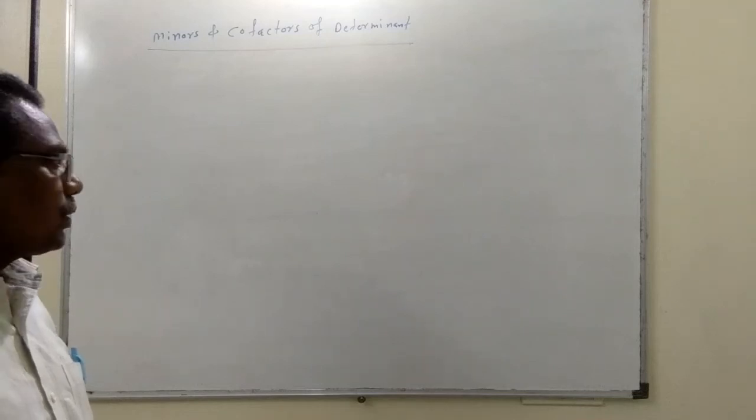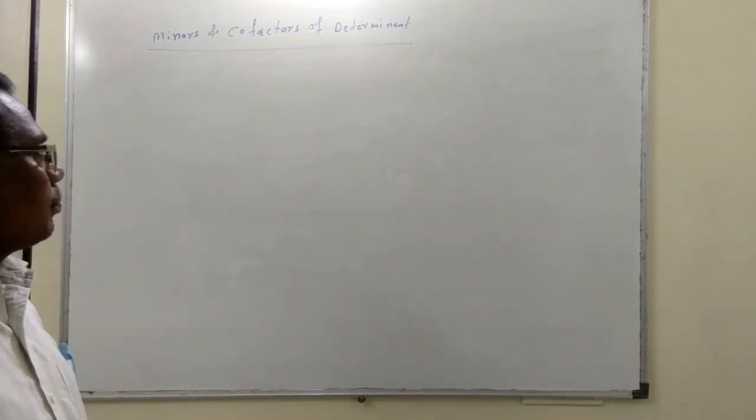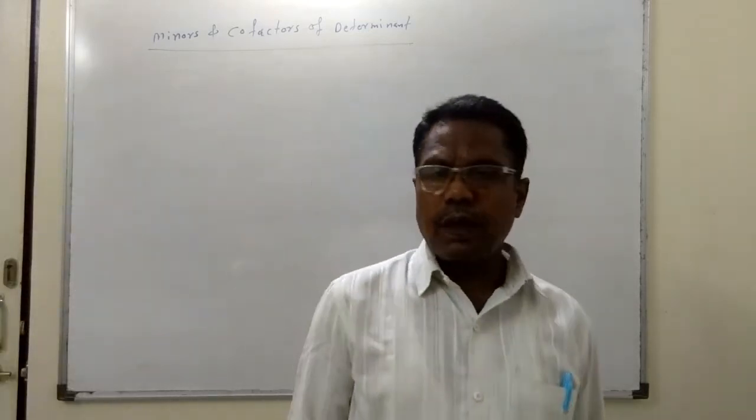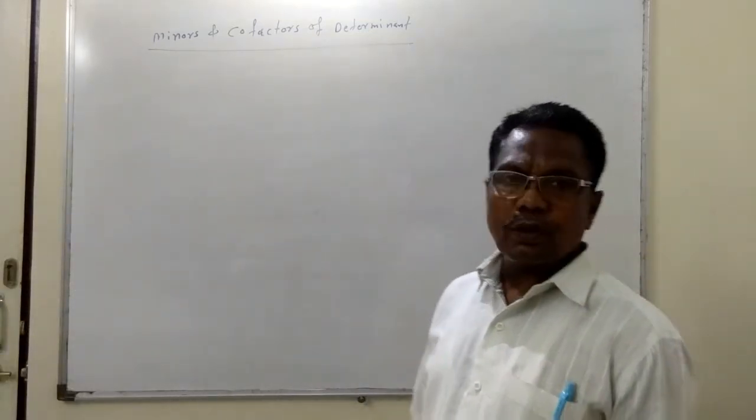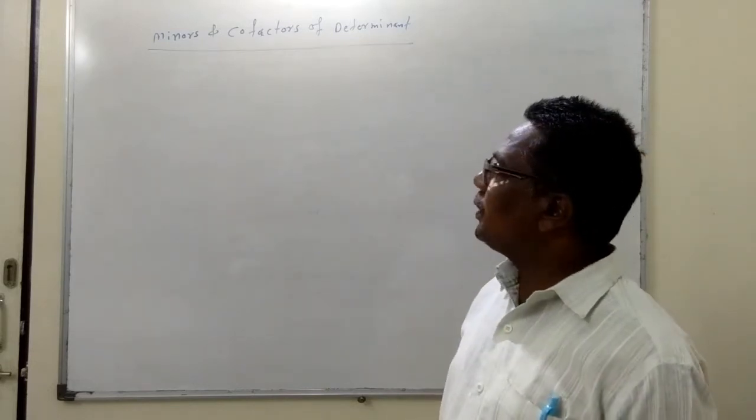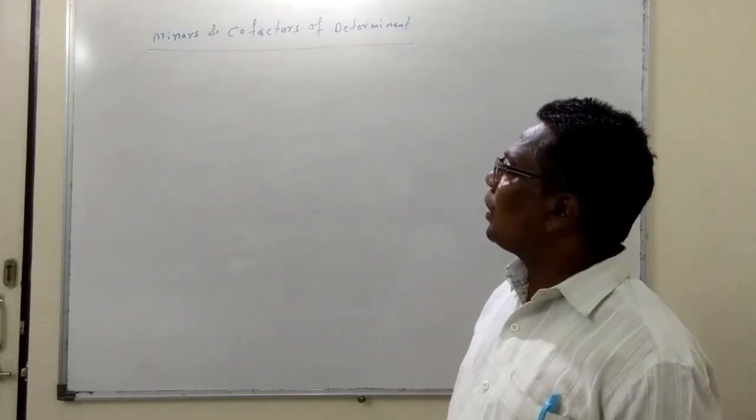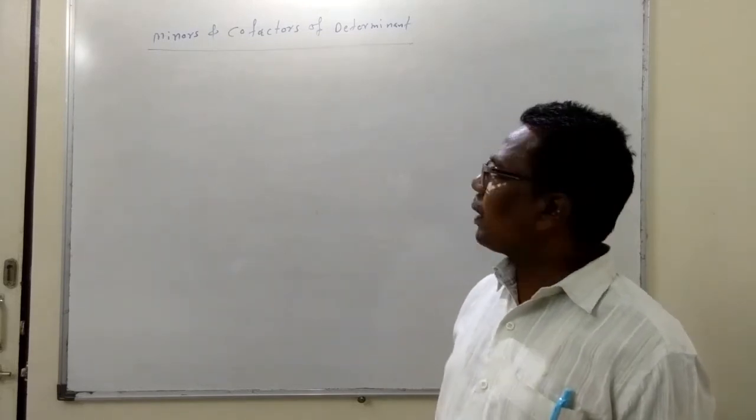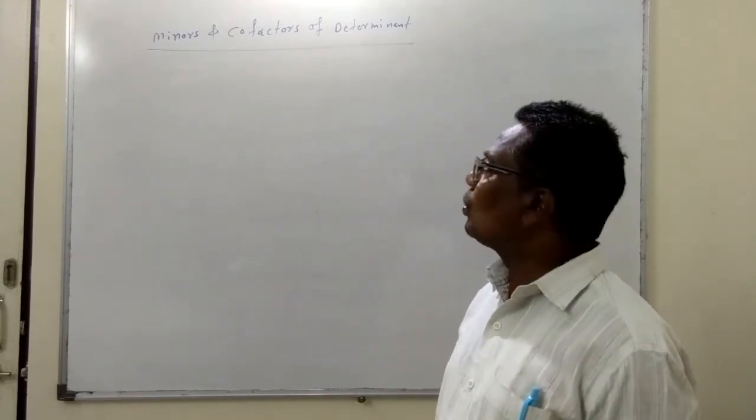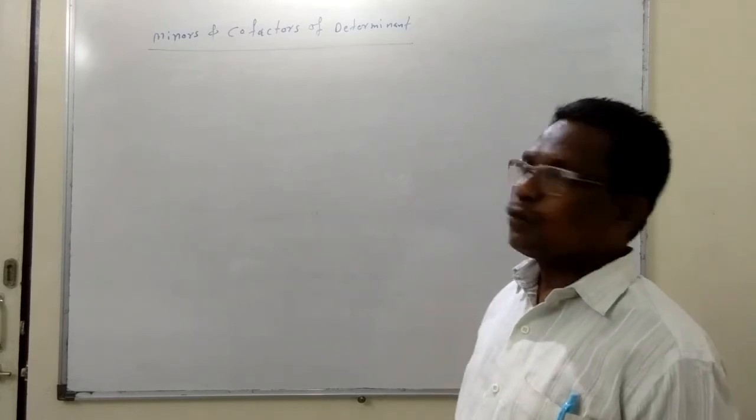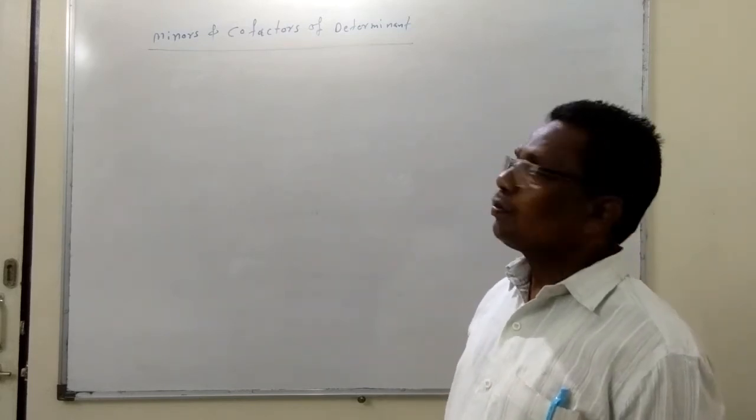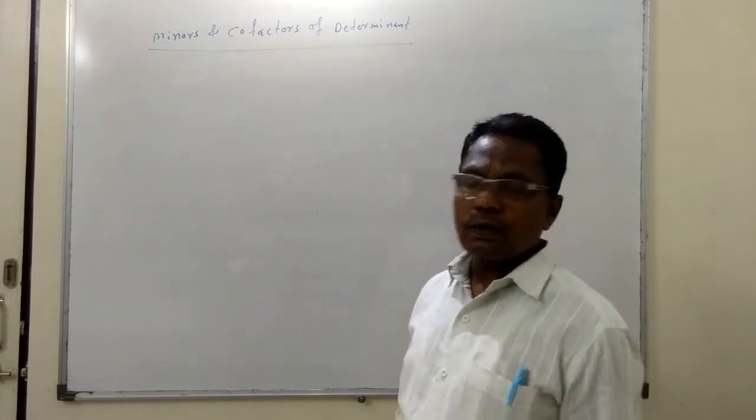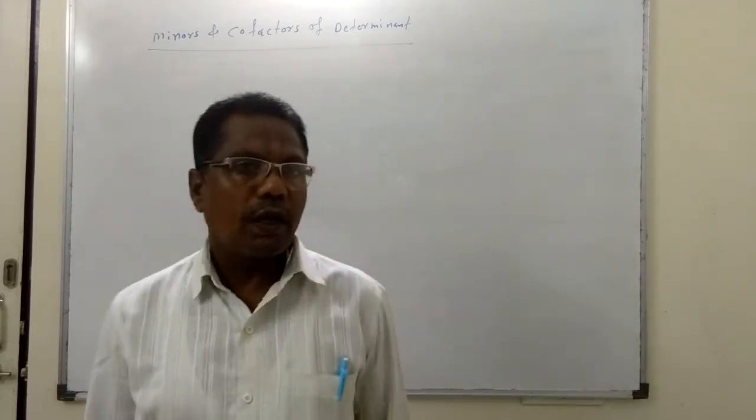Okay, dear students, until now we have studied expansion of determinants and how to find the value of a determinant of order 2 and order 3. Also, we have studied applications of the determinant: to solve simultaneous equations, that is Cramer's rule, to check the consistency, to find the area of a triangle, to check whether points are collinear or not, and to find the area of a quadrilateral.